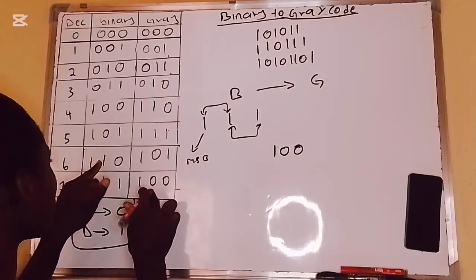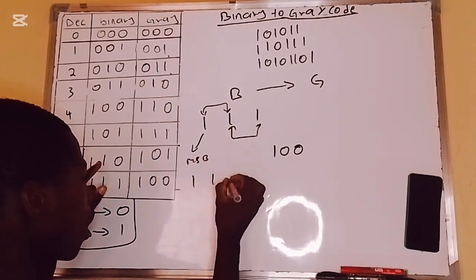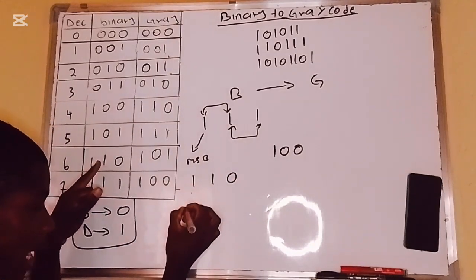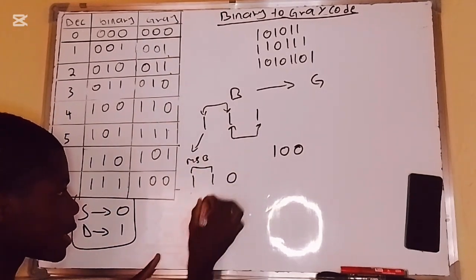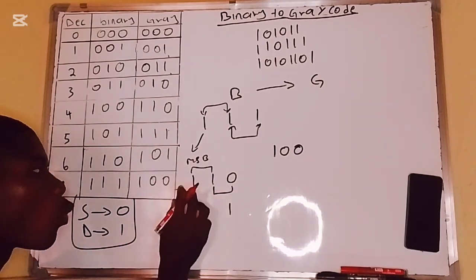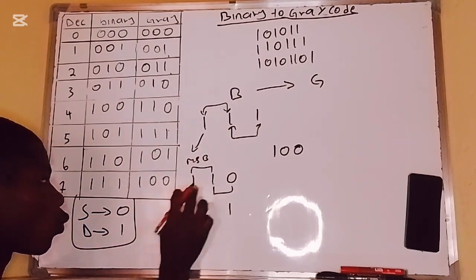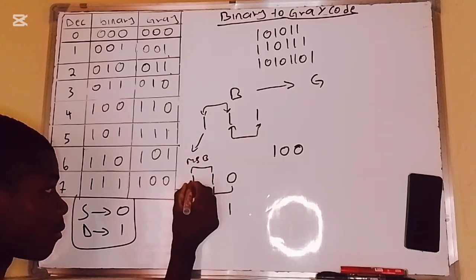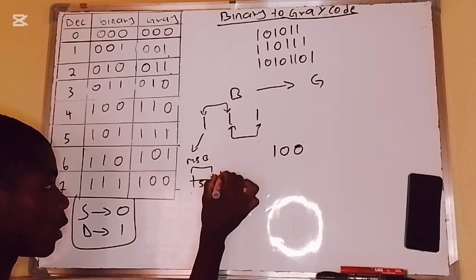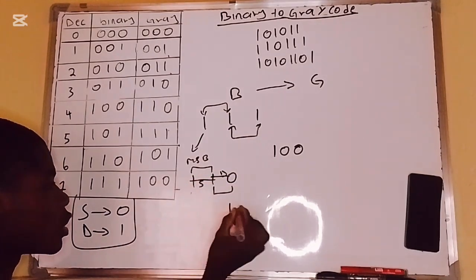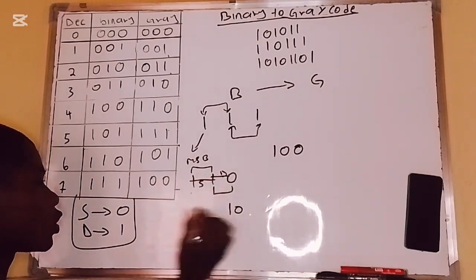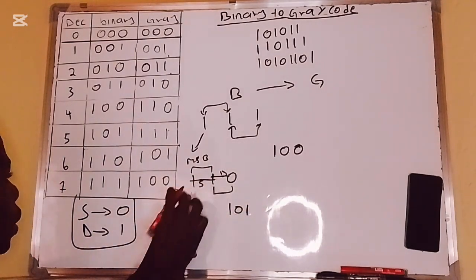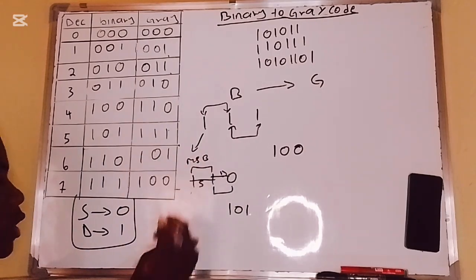So let's take another example. We have 110. We take the MSB, which is 1. Then this and this, are they the same, and this and this, are they the same? 1 and 1 are the same, so 0. These are different, so 1. So let's check and see. 110, yes, we have 110, so it's been proved.